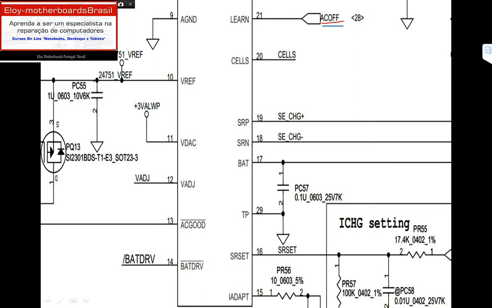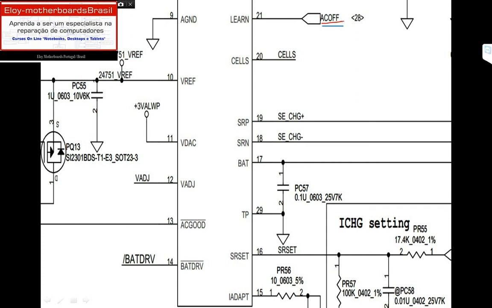When the AC off signal is present on pin 21 of this charger IC, the signal on pin 14, battery drive, will be released to the gate of PQ9. What is this AC off? This AC off means that the DC jack is unplugged from the motherboard, okay.